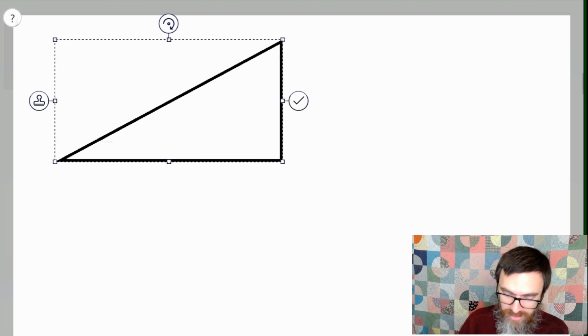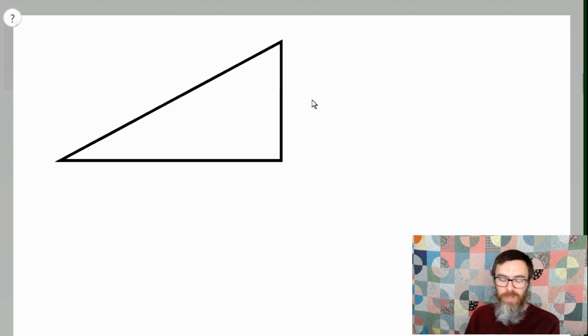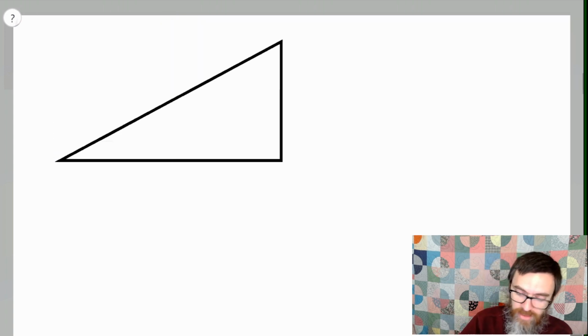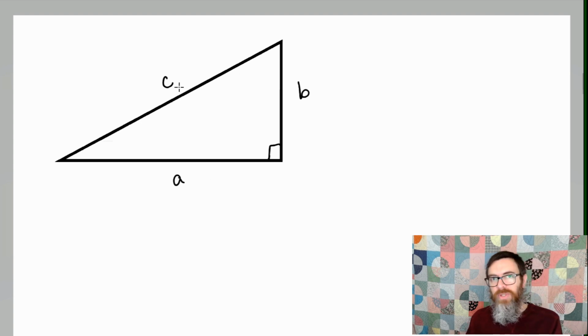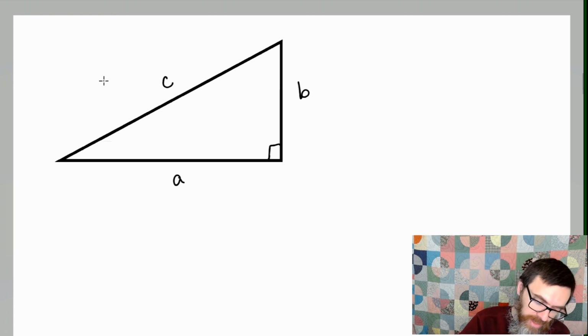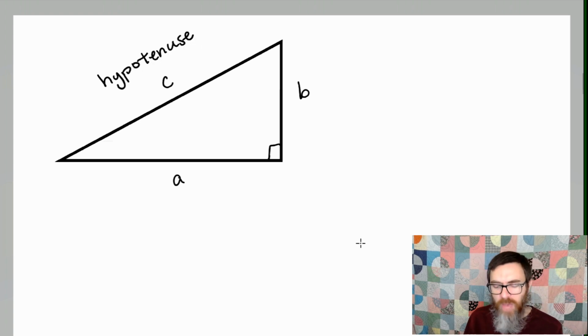I don't like the way that looks. Let's flip that around. There we go. So when you have a right triangle like this, of course, your right angle is over here. And let's label these sides A and B. And we always use C to label the side that is opposite the right angle. And of course, this side is called that fancy word, hypotenuse.